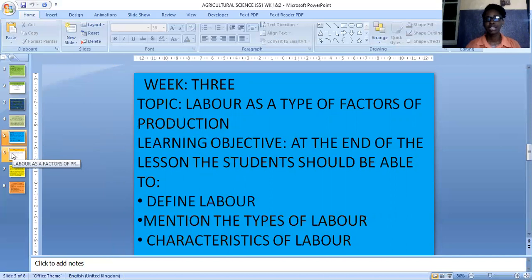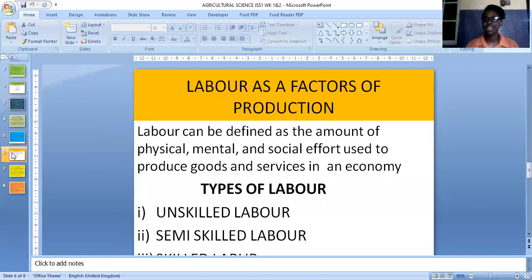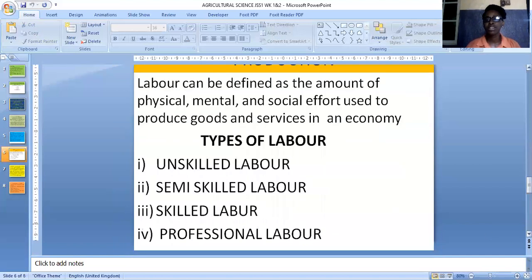What is labor? Labor can be defined as the amount of physical, mental, and social effort used to produce goods and services in an economy. Types of labor: we have unskilled labor, semi-skilled labor, skilled labor, and professional labor.